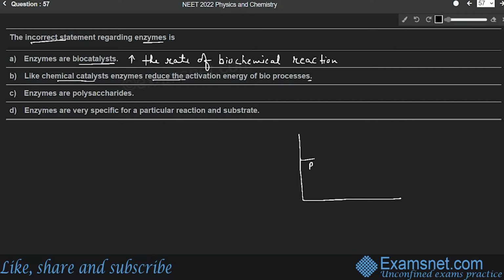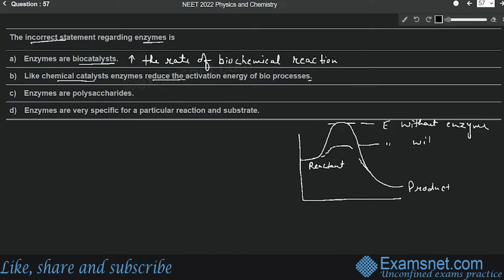So here we have the reactant, and this is the activation energy without catalyst or without the enzyme. So this is the energy without enzyme. So what will happen when we use the enzyme? The activation energy will be reduced. So it will be the energy with enzymes.